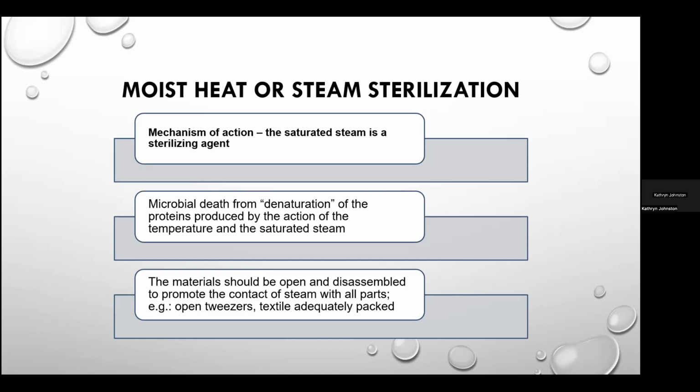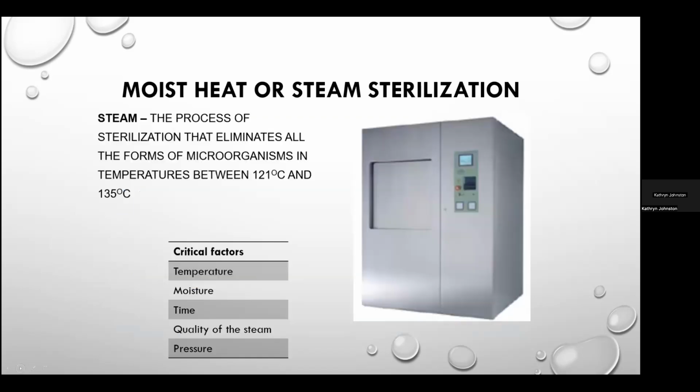And the equipment that's used is, as you're aware, called an autoclave. And this is just an example of an autoclave. So this is a gravity displacement, a gravitational autoclave. And what's really important is that the critical factors that need to be monitored are these components. You need to make sure that the temperature, the humidity, the time, the quality of the steam, and the pressure are all being monitored during this. And the more modern sterilizers actually will give you printouts for those parameters.